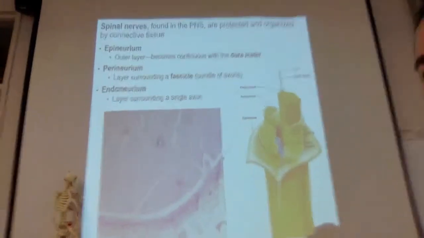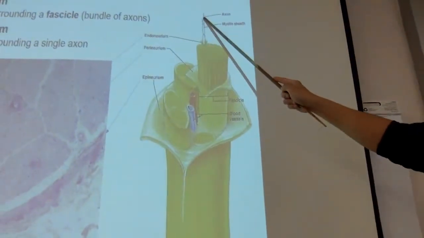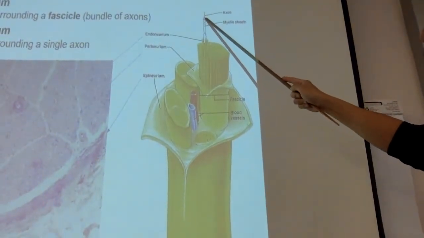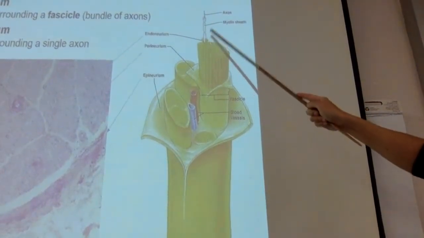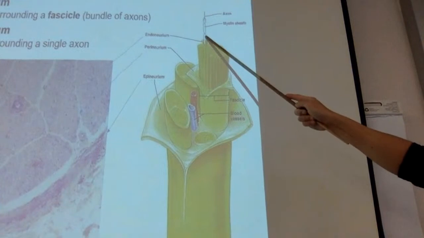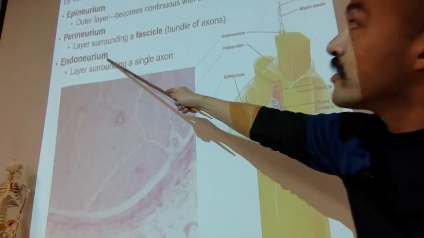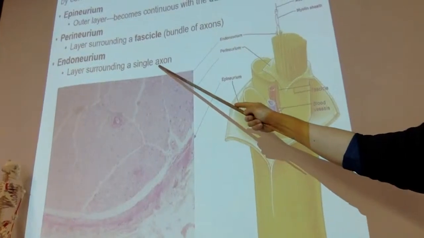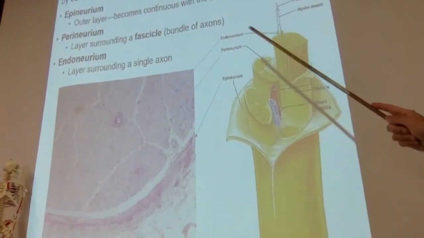Represented here is an axon and myelin sheath. You can see the nodes. Surrounding a single axon and myelin sheath is endoneurium. Endoneurium surrounds a single axon and myelin sheath. It's endoneurium.